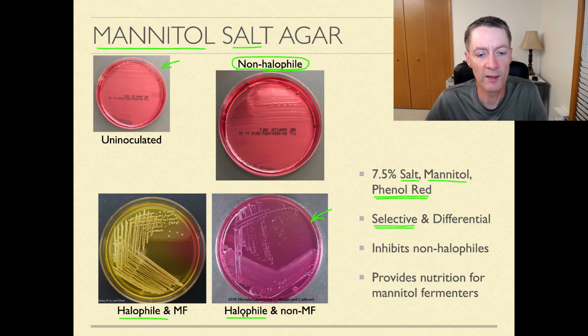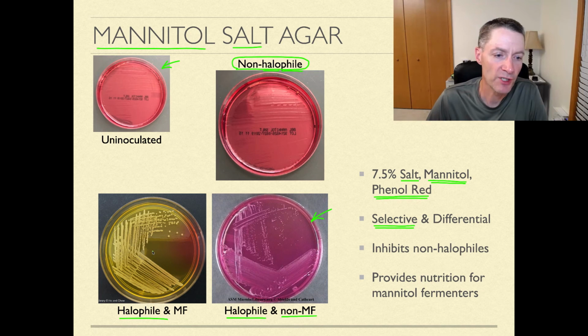This tells me that it is capable of surviving the salt. It's a halophile, but it is a non-mannitol fermenter. It does not break down mannitol as an energy source, and it does not produce acidic byproducts. So we don't see a color change down in here. But we do see this color change down the bottom left, telling me that this is a halophile and a mannitol fermenter.